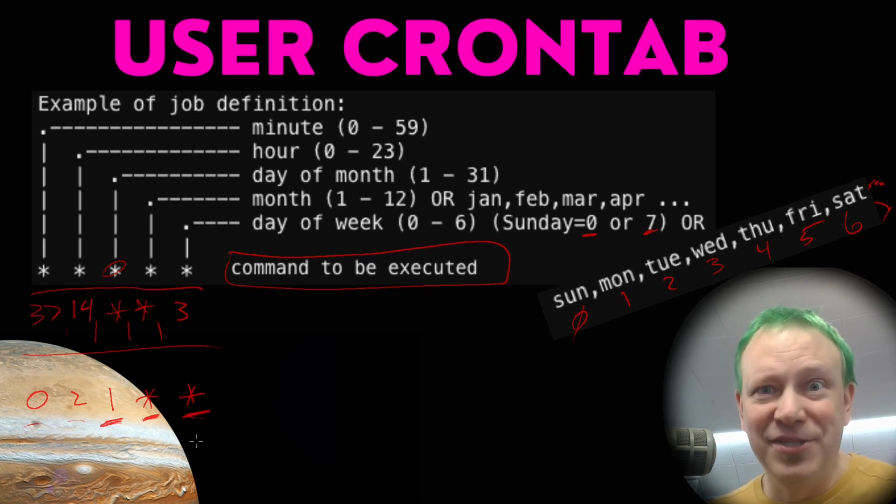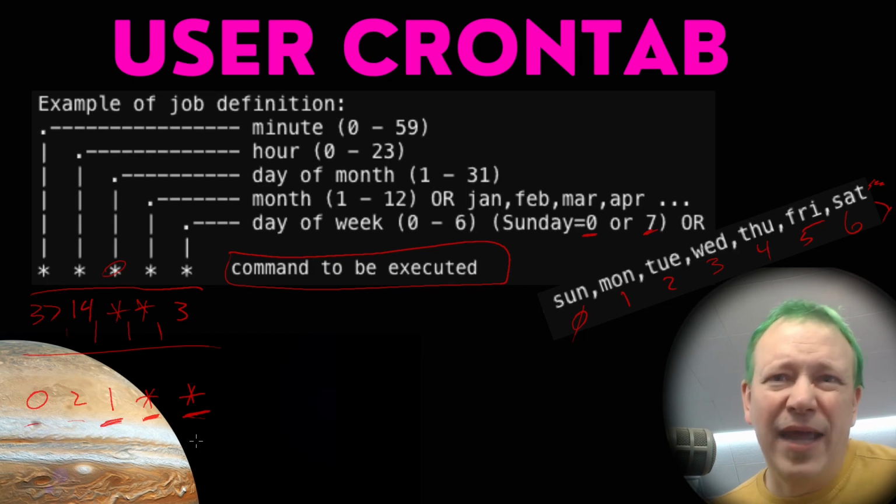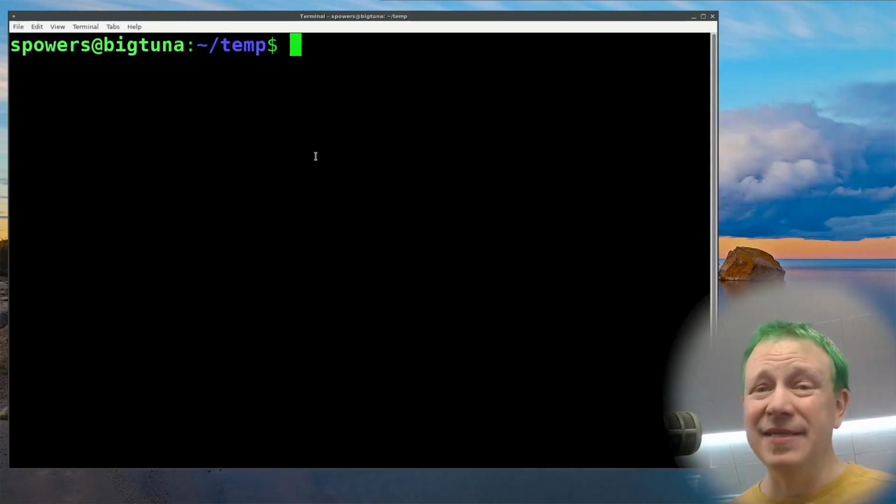The best way to do it is really to just come up with a random time and then spell it out in cron fields exactly what that means. All right, now let's look and see how we actually edit it. So the cron daemon is running.